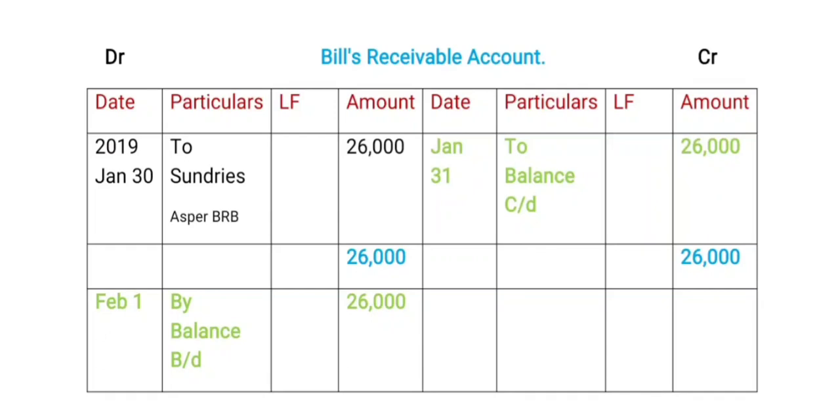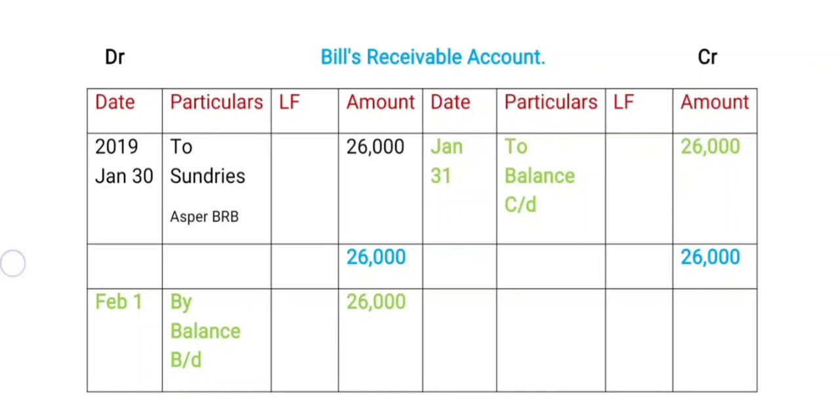I'm going to the credit side of the bills receivable account. It is Jan 31st, By Balance Carried Down, 26,000. This amount is the closing amount for this month. This amount is transferred to next month. On the debit side of the bills receivable account, February 1, To Balance Brought Down, 26,000. Now the bills receivable account and bills receivable book are completed.